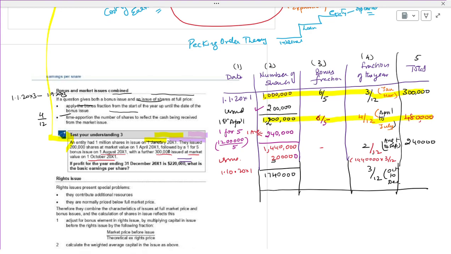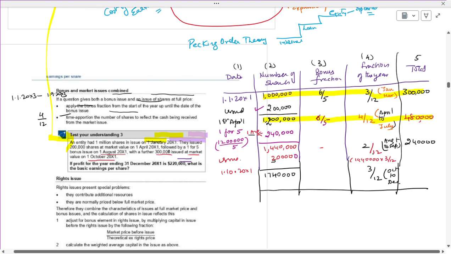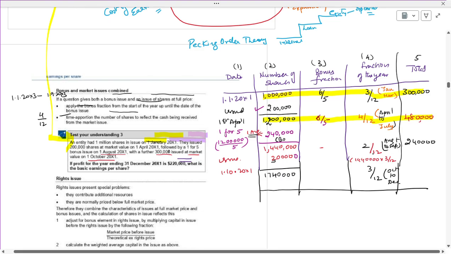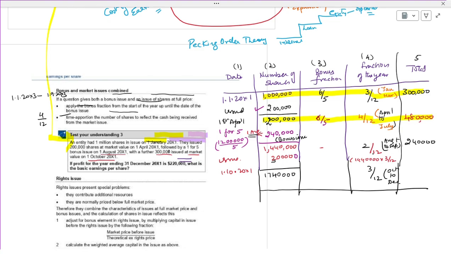Listen carefully. I am just starting from the beginning. 1st January 2001, 1 million shares, okay? They have issued 200 on 1st April. Again on 1st August, they have issued 240 shares. There is only one bonus issue. Keep it in mind. This is the only bonus issue.